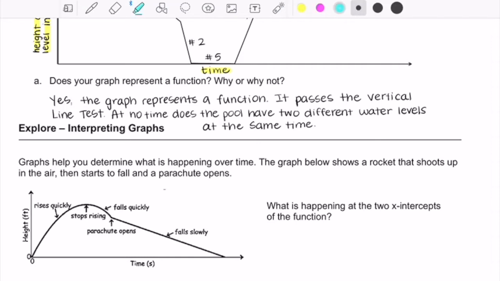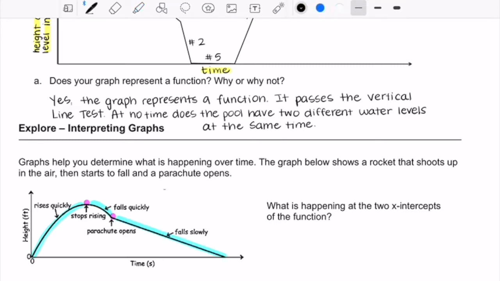Here in this example, my x-axis represents time, and the y-axis represents a rocket's height above the ground in feet. And so we can interpret what's happening here on the graph as well. The rocket's height is rising quickly, and then at the apex here at the top, it stops rising. Here the rocket is falling quickly, and then at this point right here the parachute opens, and then for the last portion of the graph over here, the rocket is falling slowly back to the ground.